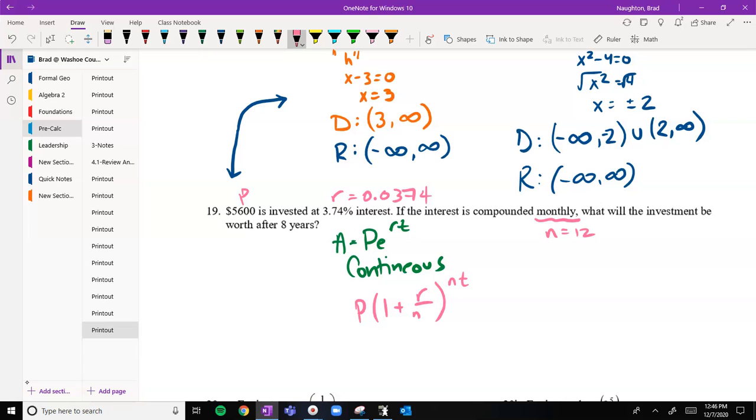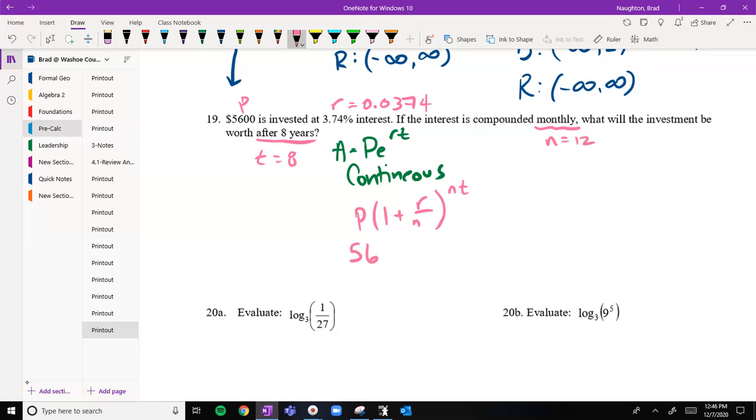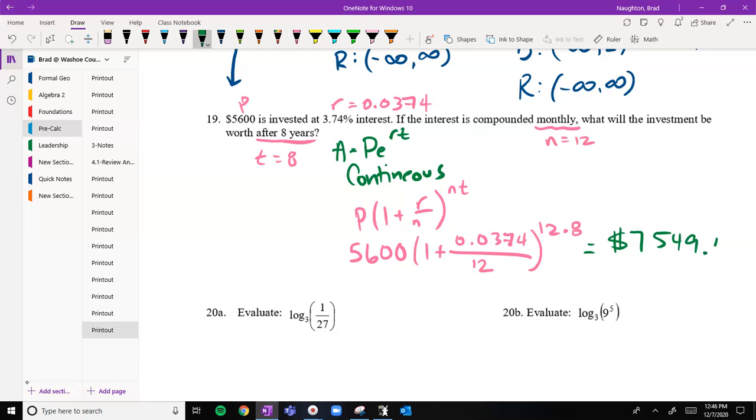So in this case, my n is 12, and then 8 years is going to be my t, so my t is going to be 8. So, ladies and gentlemen, boys and girls, we'll go ahead and plug this in. So we're going to get 5,600 times (1 plus 0.0374 over 12) to the power of 12 times 8. So I would just throw this in the calculator and let it do its thing. And so when you're all said and done, after 8 years, you're going to have $7,549.65.